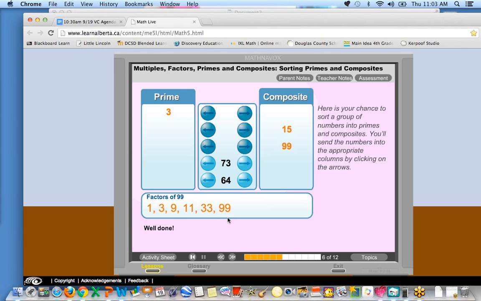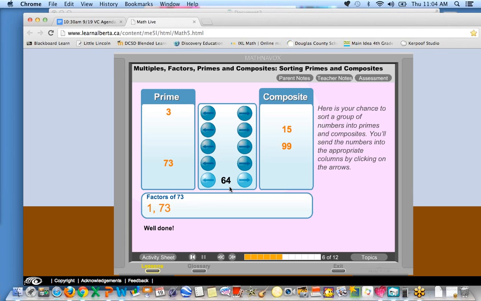What about the number 73? Ooh, that's tricky. Well, we have 1 times 73. Is there anything else that we can multiply together to get an answer of 73? I don't know. I don't think so. Just 1 times 73. So it has to be prime.